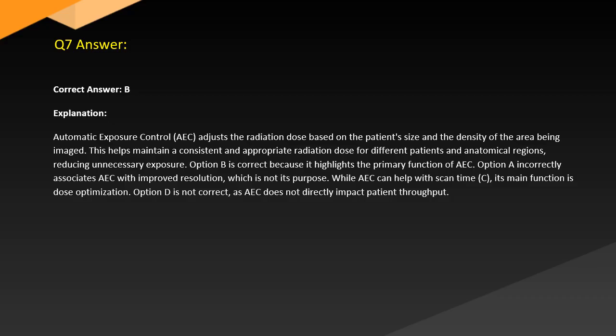Automatic exposure control, AEC, adjusts the radiation dose based on the patient's size and the density of the area being imaged. This helps maintain a consistent and appropriate radiation dose for different patients and anatomical regions, reducing unnecessary exposure. Option B is correct because it highlights the primary function of AEC.